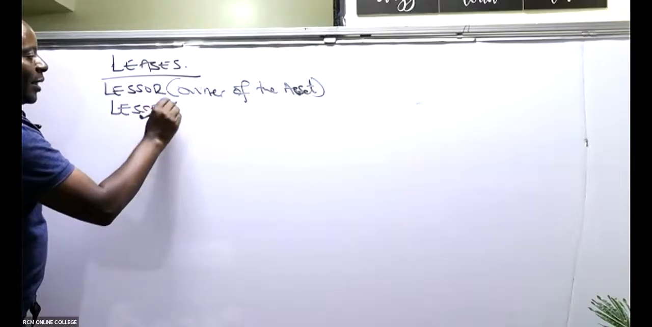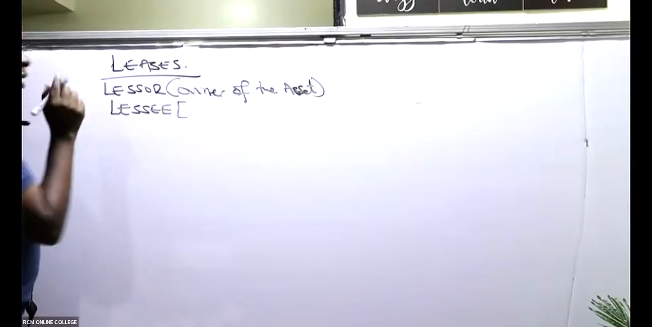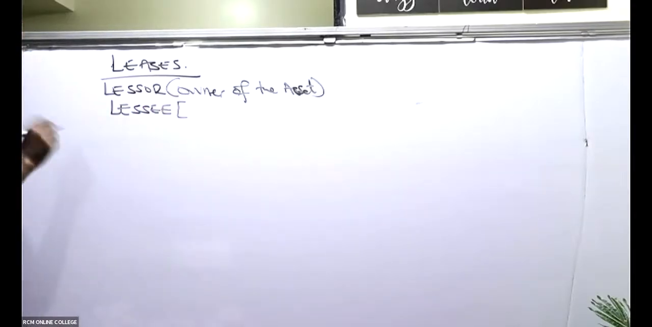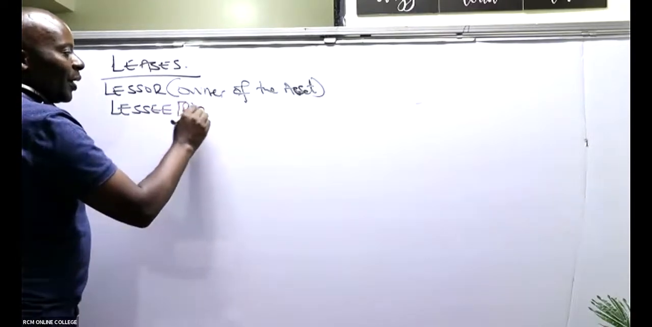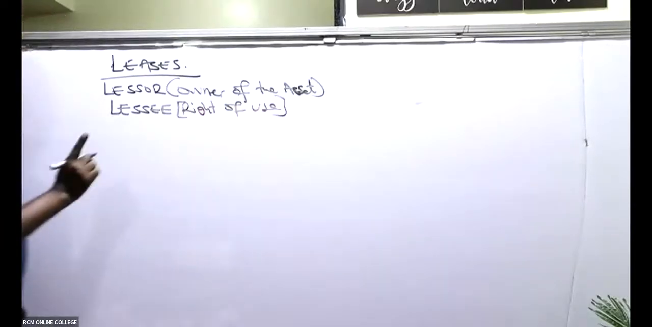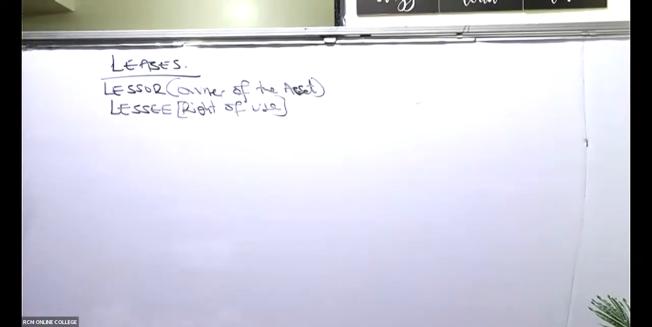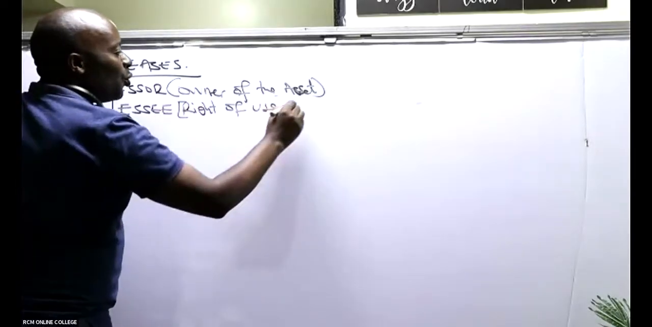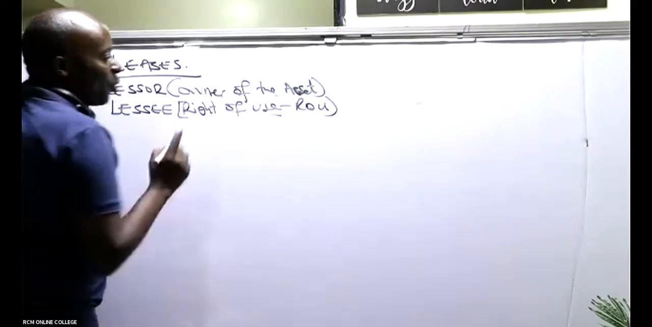And then, ladies and gentlemen, we have the person that we called what here? The lessee. So the lessee, in this case, is the one who is going to get the right of use. He doesn't own the asset, but he'll be able to get what we call the right of use, which we shall be abbreviating as ROU, right of use.